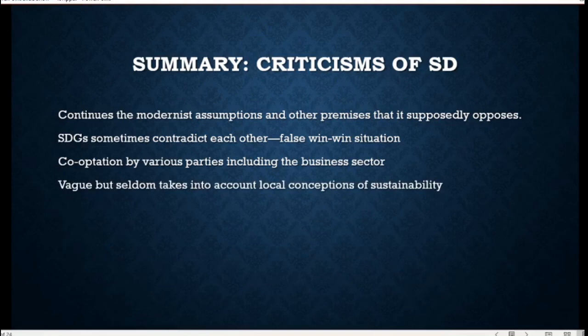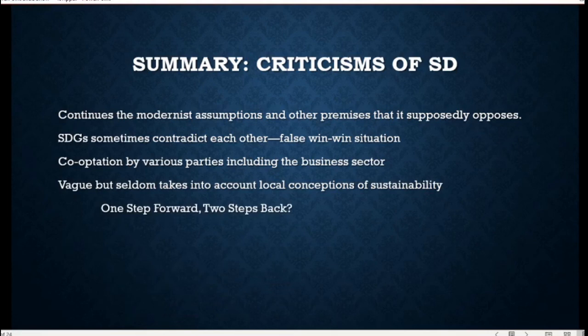So even though sustainable development as a notion is quite vague, it seldom takes into account local conceptions of sustainability, as Homewood pointed out. It is a concept that is conceptualized at the international level, that is being manipulated or reframed to appeal to the major powerful actors, from business leaders to governments, but it really doesn't care too much about what local people in a diverse ecological, economic, and political context are thinking about what sustainability is to them.